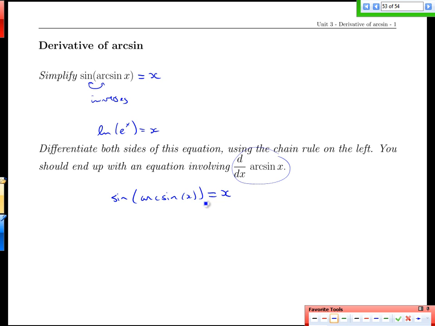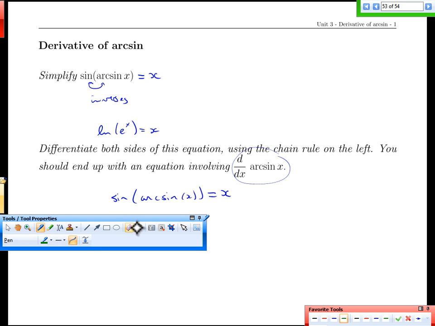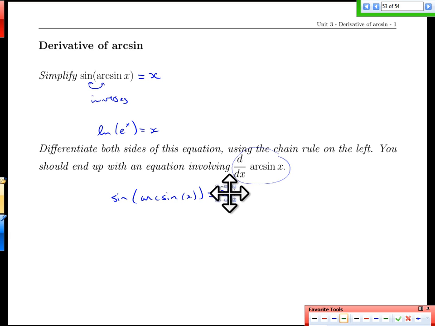Now that's an equality. Both of these things are equal to one another. So what we can do is, as long as we do the same thing to both sides, we can transform both sides. The way we're going to do that is we're going to differentiate both sides. Instead of adding or subtracting an amount, we're going to differentiate it. And that's perfectly legal, and in fact on the right hand side it's very easy too. The derivative of x is just 1.